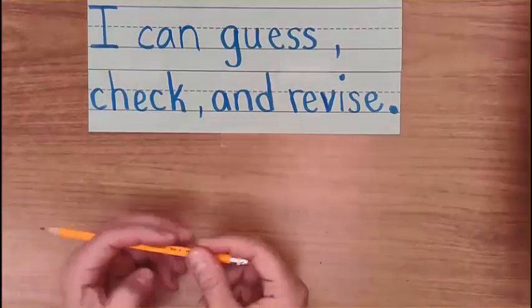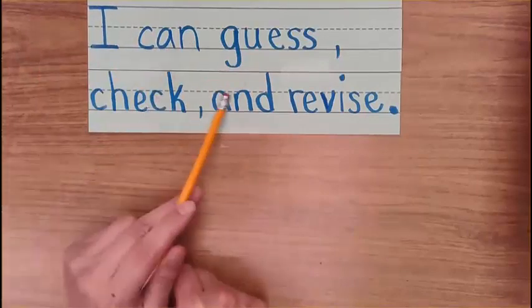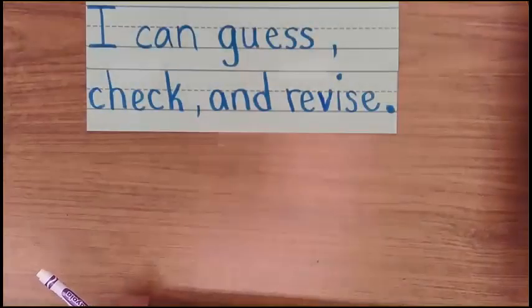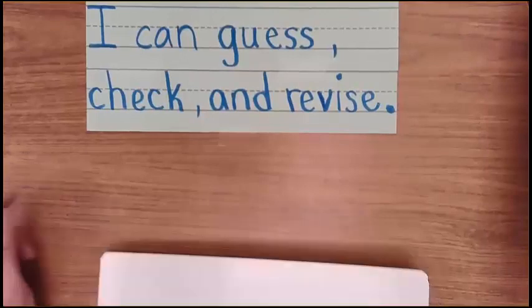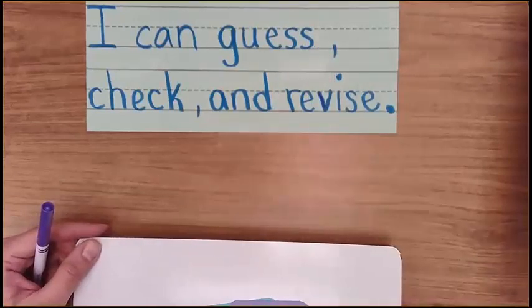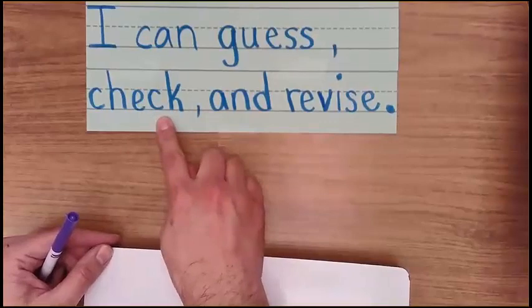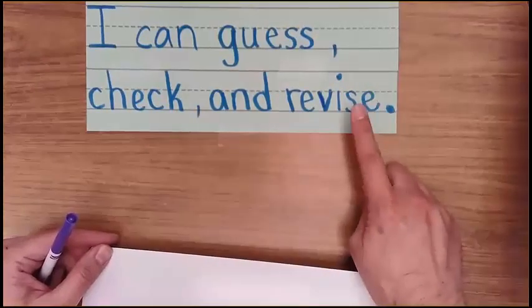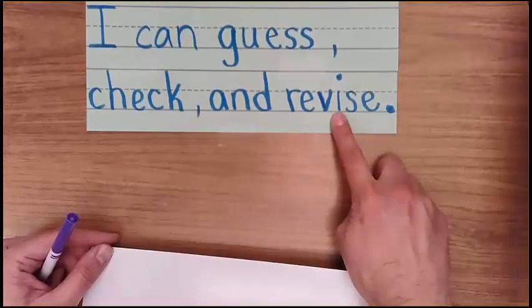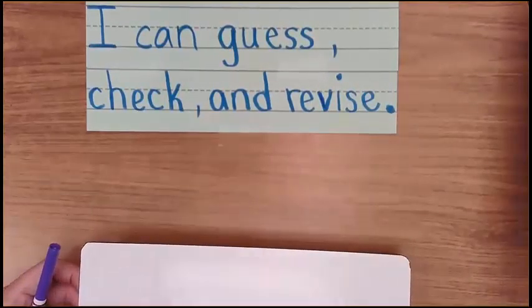Okay, so let's review our learning objective for today. It is: I can guess, check, and revise. The strategy that we're going to use is that we are going to make a guess. We are then going to check our answer, see if that guess makes sense. And if it doesn't, we are going to revise or make a new guess based on whether the answer makes sense or not.